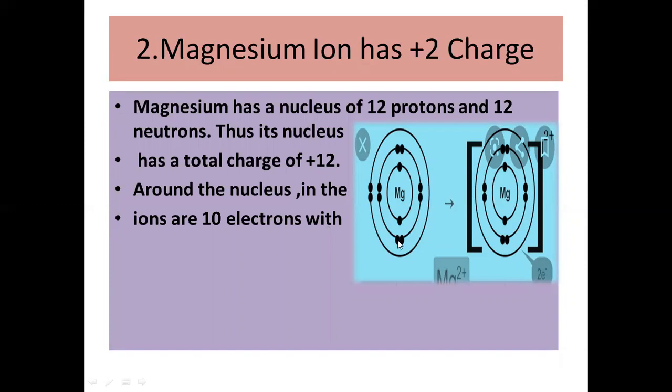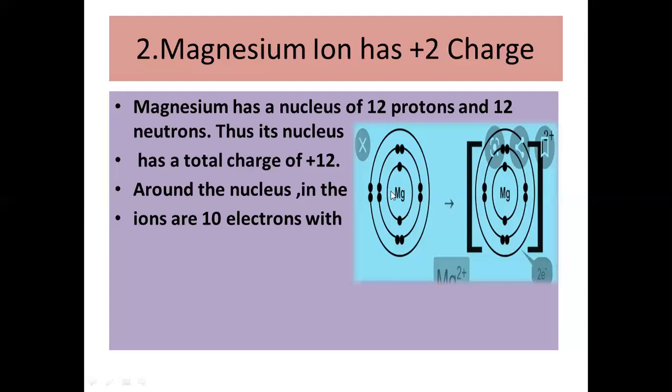Magnesium has atomic number 12, so it has 2 electrons in the first shell, 8 electrons in the second shell, and only 2 electrons in the last shell. According to the octet rule, an atom becomes stable if it has 8 electrons in the outermost shell. So it has only 2 electrons. How can it take 6 more electrons?